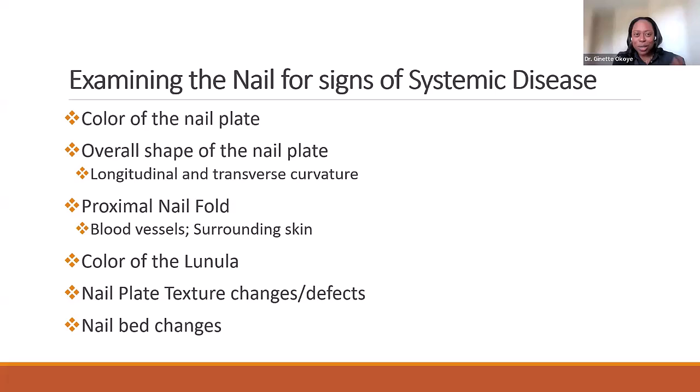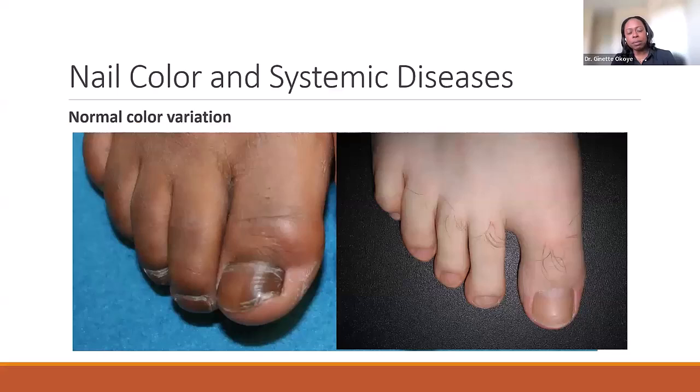The color of the lunula, we talked about a little bit today. A red lunula can signify congestive heart failure. And I look at the texture of the nail plate itself. Are there ridges? Is it crumbly? Are there splits in the nail? And then you look through the nail at the nail bed to see if there are any changes there. So that's sort of a stepwise way that I look at the nail. So that starts with color.